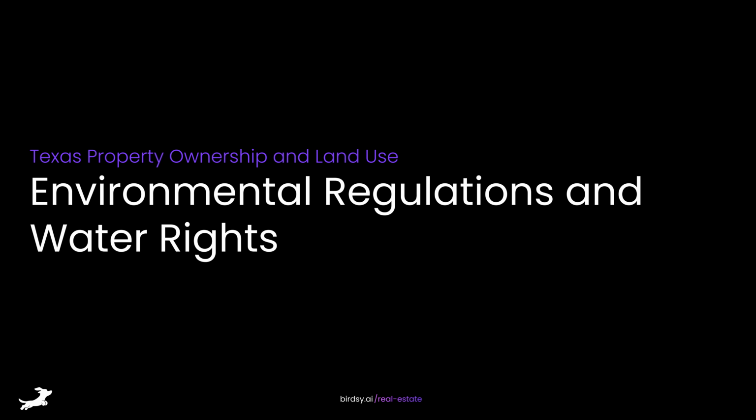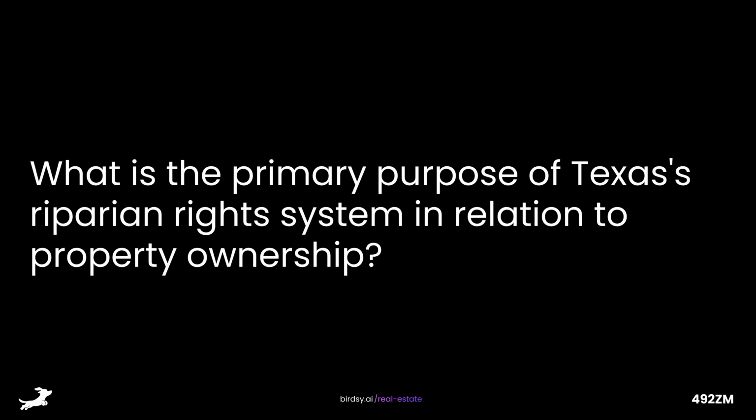Environmental regulations and water rights. What is the primary purpose of Texas's riparian rights system in relation to property ownership?